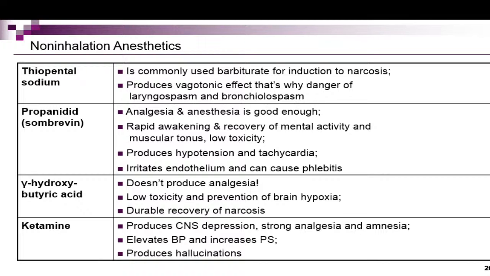And ketamine produces CNS depression, it causes very strong analgesia and amnesia, but produces very strong hallucinations, and elevates BP and increases pulse, tachycardia and hypertension. The ketamine is contraindicated if the patient has pre-existing hypertonic disease or insult in anamnesis.